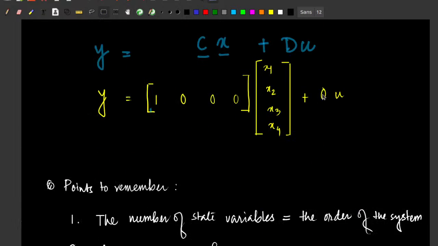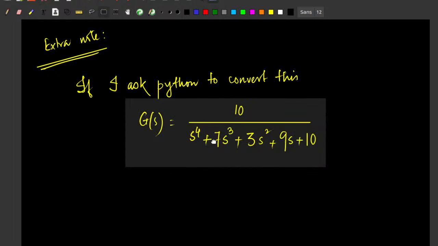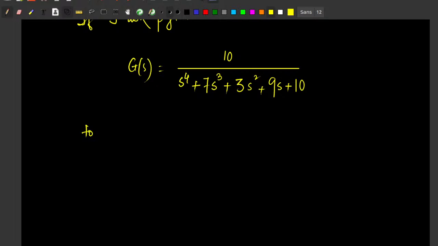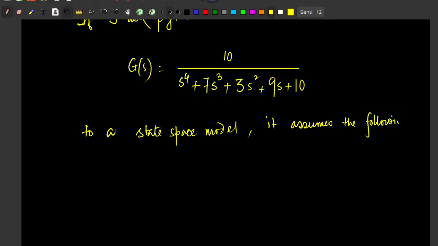this transfer function model, to a state space model, then again I'm saying a state space model. Notice very carefully, state space model, it assumes the following states. It assumes the following states.